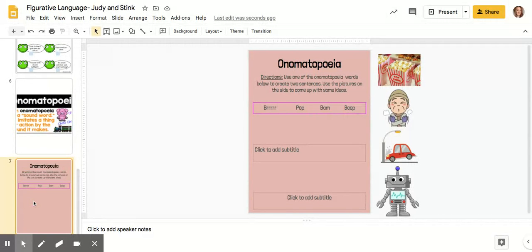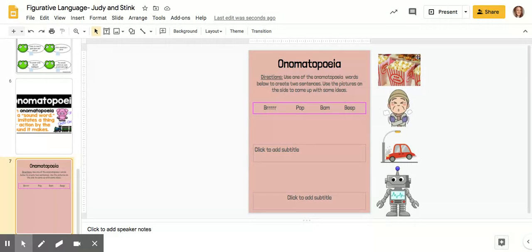So for this assignment, use one of the onomatopoeia words below to create sentences. Use the pictures on the side to come up with some ideas. So, brr, pop, bam, beep. You're going to use one of those words in a sentence.